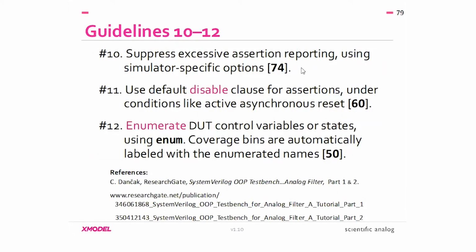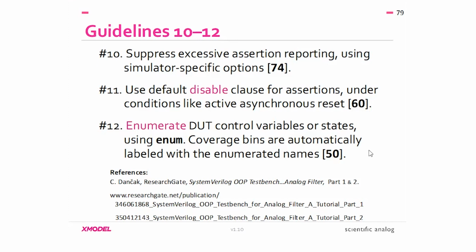Guideline 10, this keeps assertions quiet and relies on our custom pass and fail tasks to print out information every time an assertion passes or fails. Guideline 11, we can use a default disable clause for assertions, especially if we have multiple assertions, to make the code more concise. You can specify a default clock and a default disable for asynchronous resets.